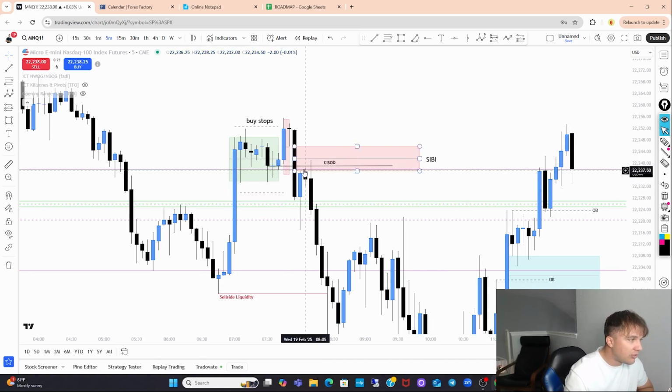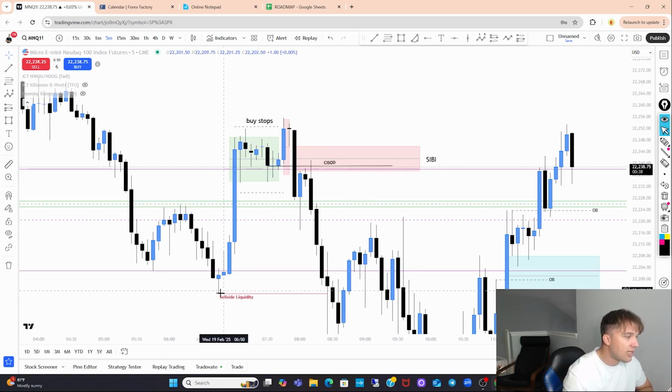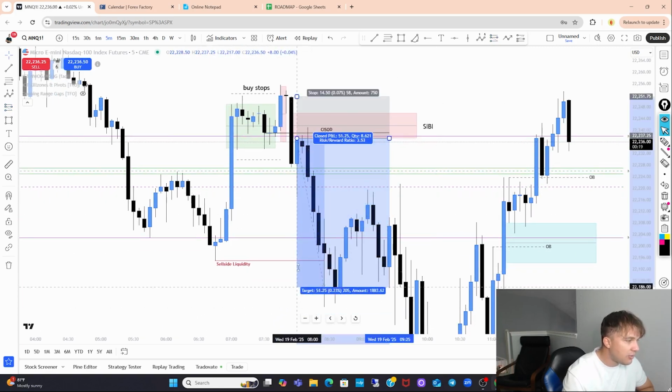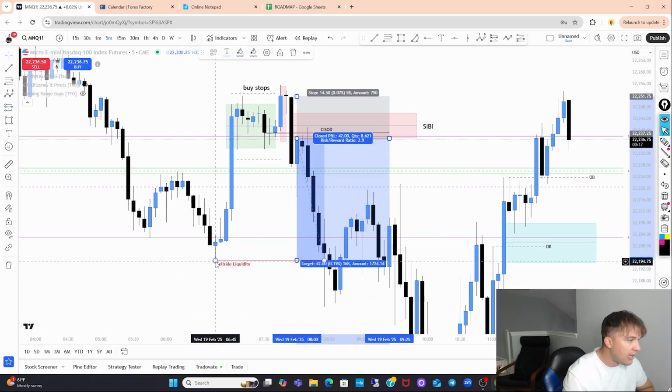Price will then retrace into that SIBI to then continue this distribution phase to our sell side liquidity. That premium array would be our entry with your stop above that high of that candle, and then you would continue to let that play out all the way to that sell side liquidity. And that is how you use power of 3 in your trading strategy, by using ICT concepts to find that model.